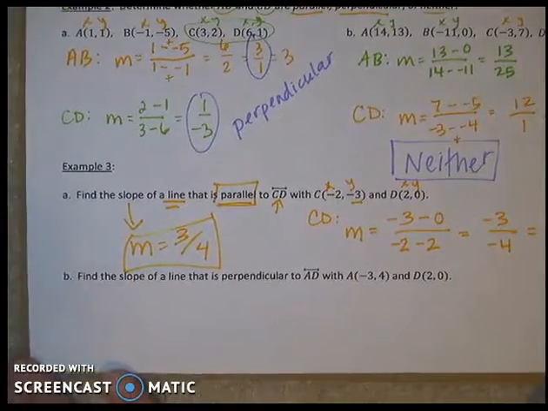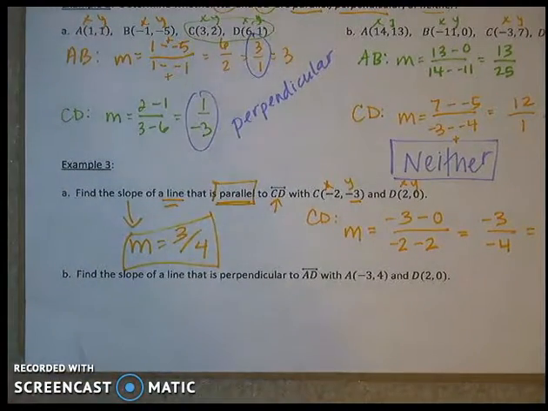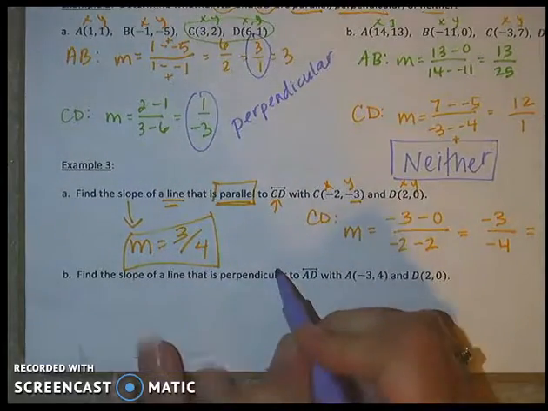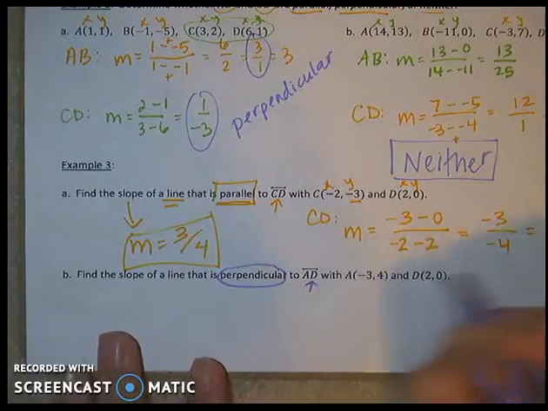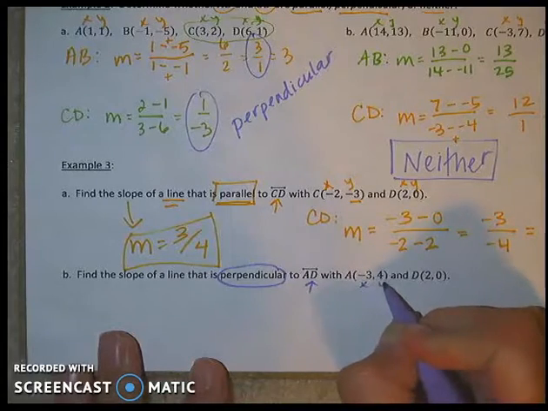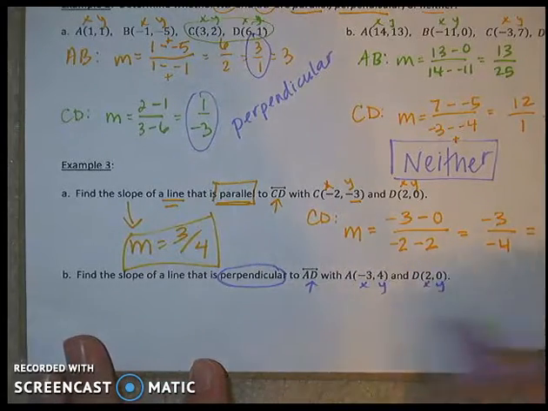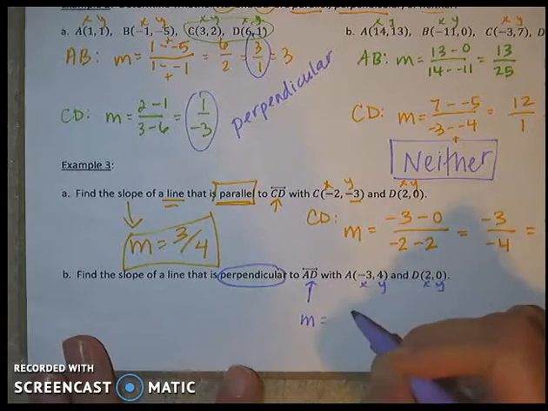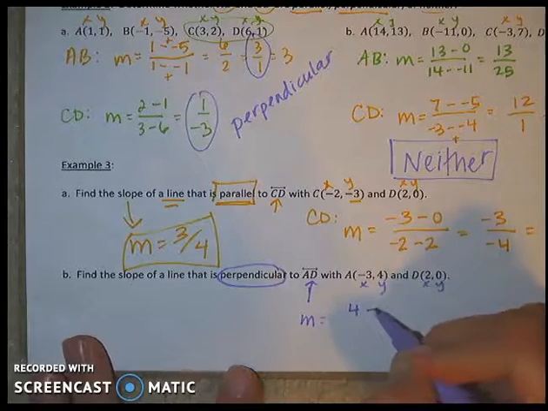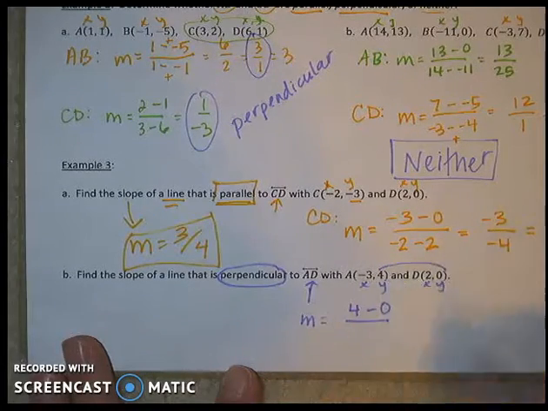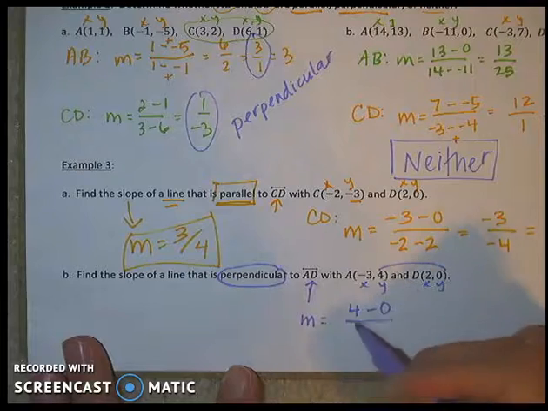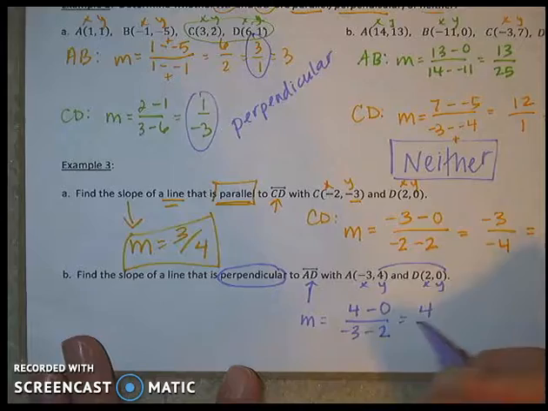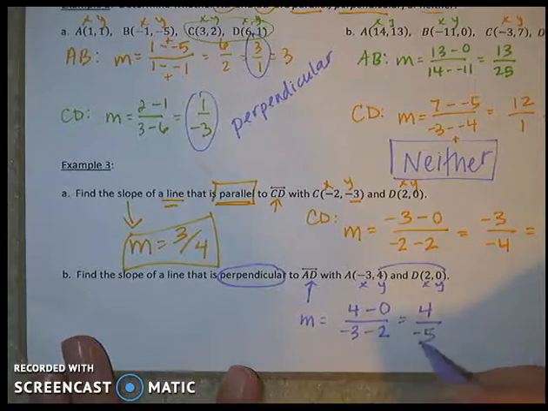In the final example, we want to find the slope of a line that is perpendicular to AD, and it gives us AD. So here's my xy for AD. If I'm going to find the slope of AD, I'm going to do y minus y, 4 minus 0, over -3 minus 2. 4 minus 0 is 4. -3 minus 2 is -5.